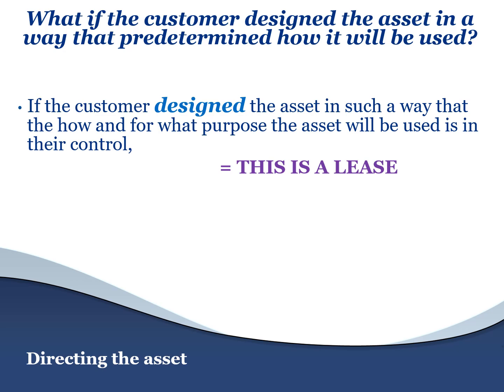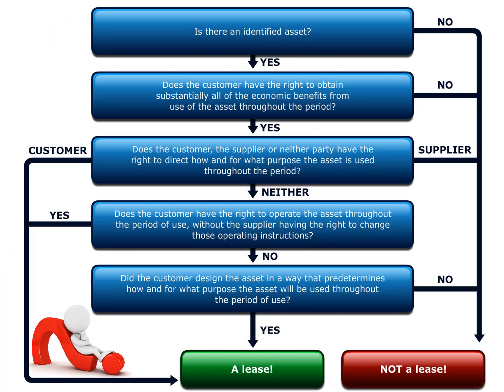Let's take a look again at the flow chart. So if we just go to the middle bit there, we're saying, does the customer, the supplier, or neither party have the right to direct it? If you go down the left side, you'll see, well, if the customer or the lessee has got the right effectively to direct how and for what purpose the asset is used, then we're definitely within IFRS 16. On the right, as we said, if the supplier has effectively all that control, then this is not going to be a lease. If neither party has got it, as I said, there's a level of predetermination, then you jump down to the second last box.